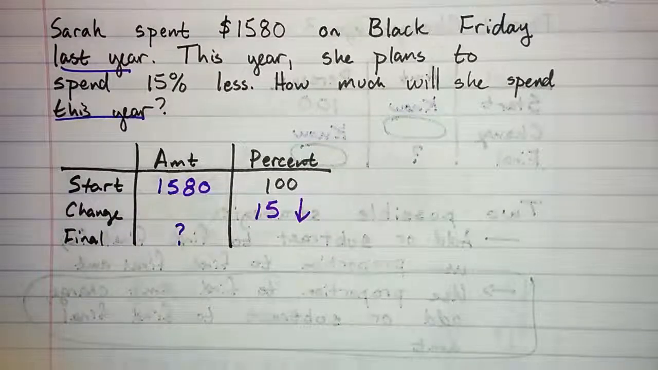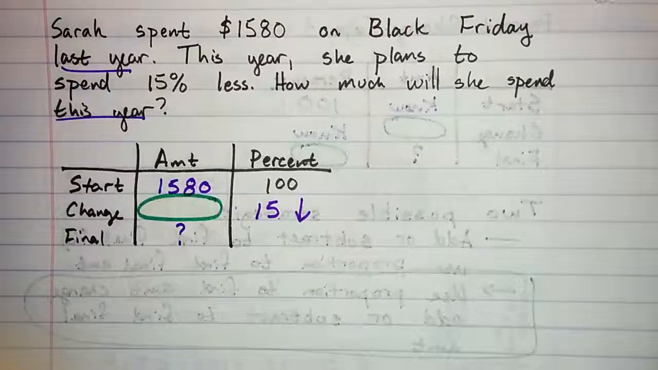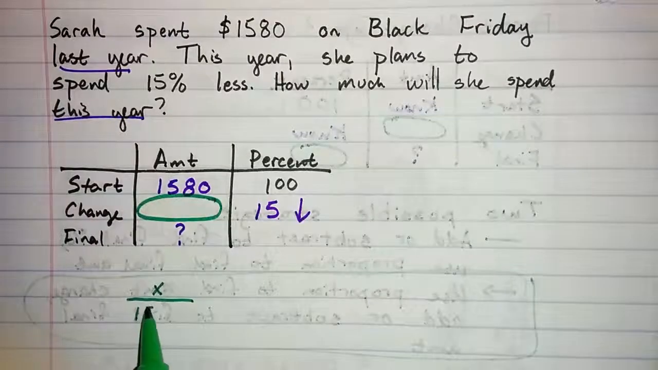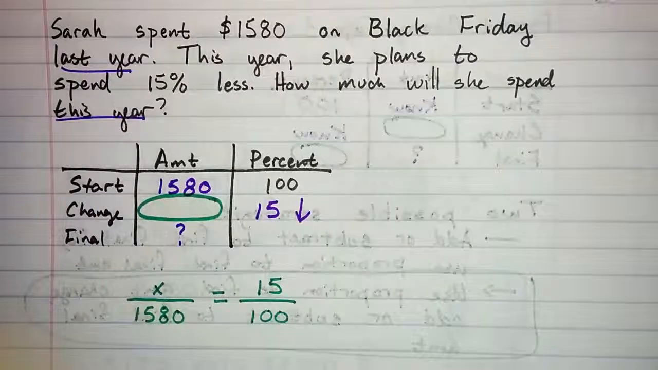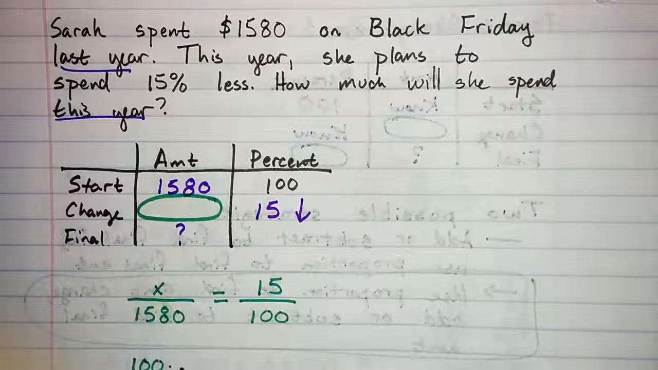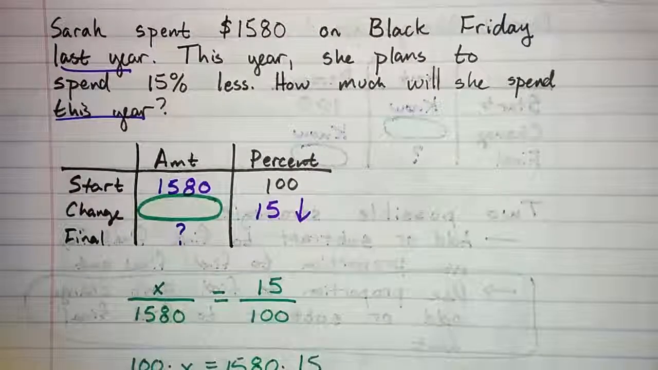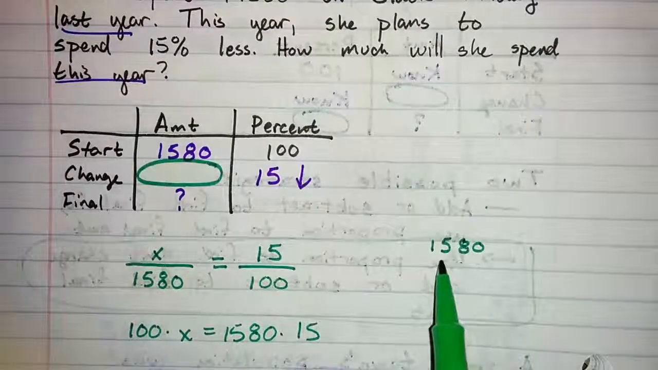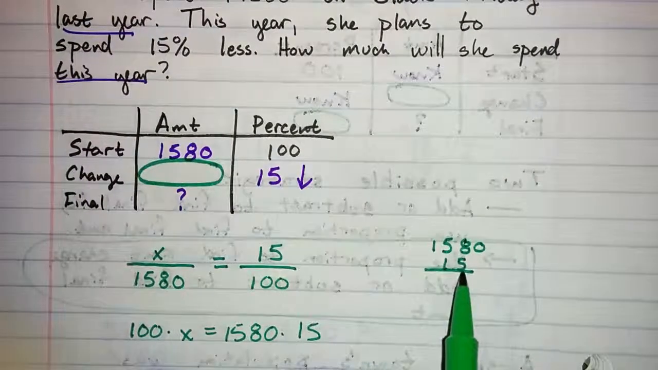In order to answer this, we'd like to first figure out the amount change. So we'll set up our proportion. The unknown amount change over the starting amount is 15% out of 100. Cross multiplying, we have 100 times x is 1580 times 15. We'll need to do this multiplication, 1580 times 15. I'm going to do that as 158 times 15 with a 0 on the end.